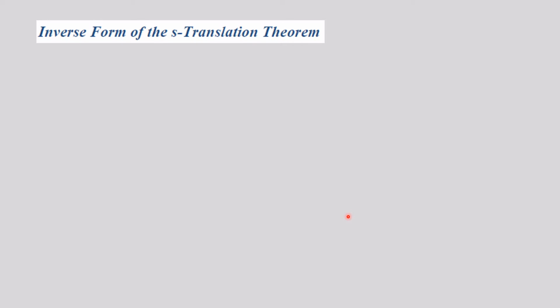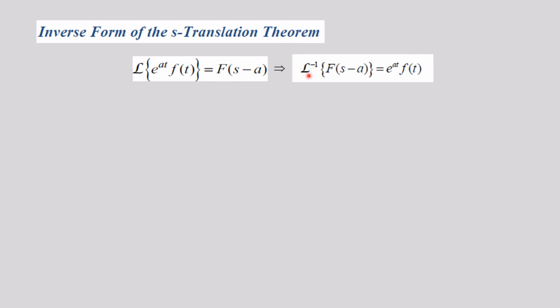Let us learn the inverse form of the s-translation theorem. According to the s-translation theorem, the Laplace transform of e to the power of at f of t is equal to F of s minus a. So this implies that the inverse Laplace transform of F of s minus a is equal to e to the power of at f of t. So the inverse of a function expressed in terms of s minus a is equal to the product of e to the power of at with f of t.